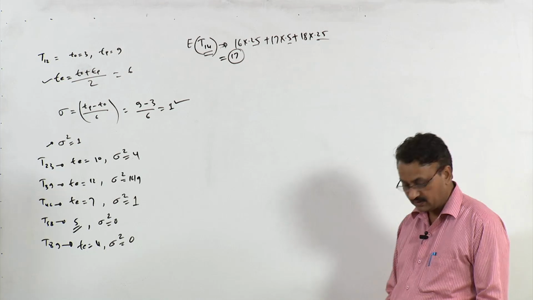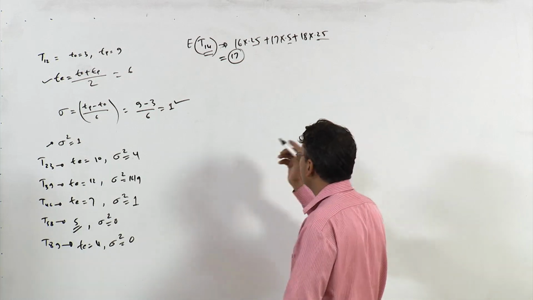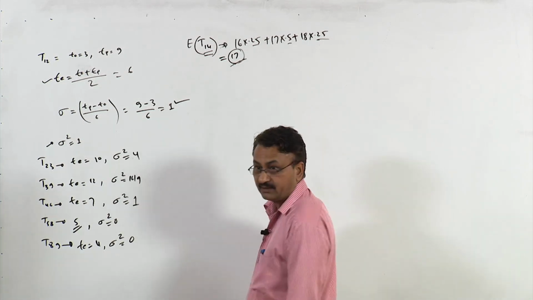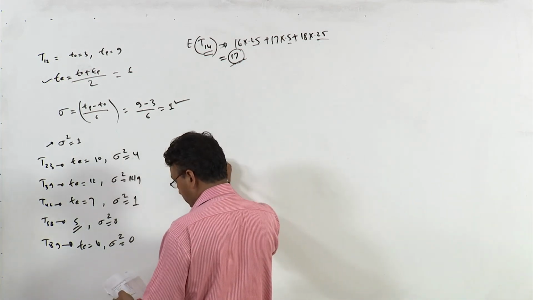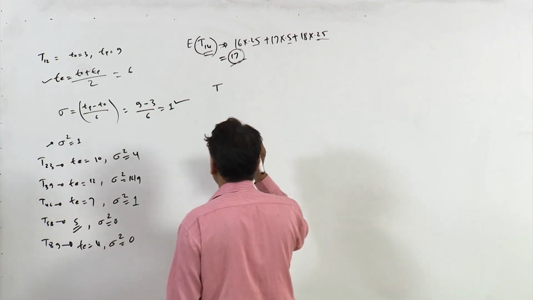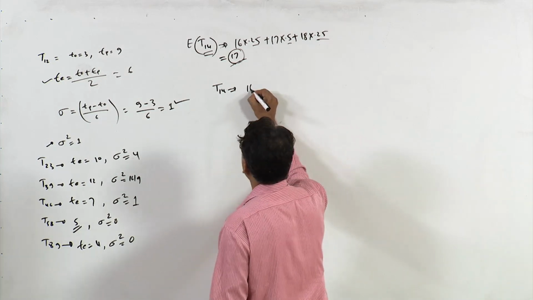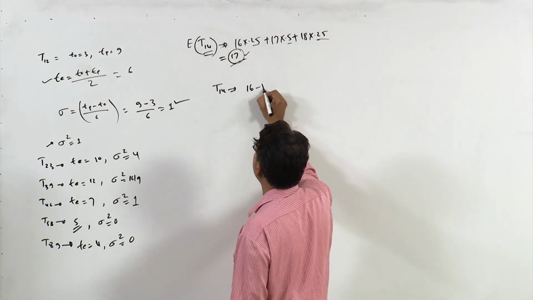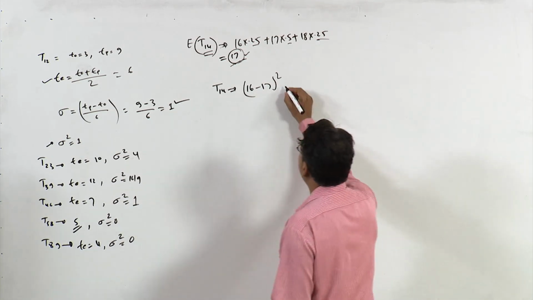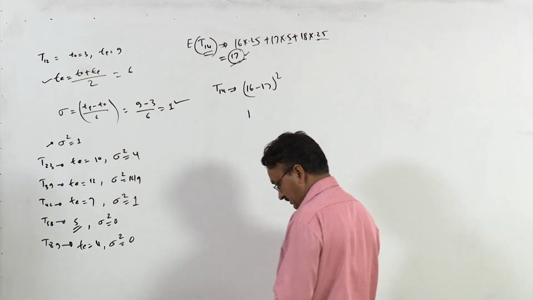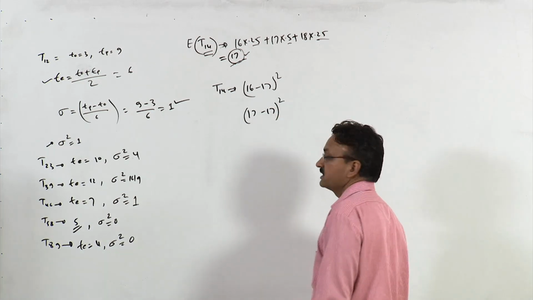Now, let us calculate its variance, and for variance what you need is this. Since you know the expected time and you have also got the probabilities, first let us calculate the deviations for activity 14. You have got duration 16 days, expected time 17 days, so 16 minus 17 whole square. Then 17 days minus 17, the expected time, so again the square of this.